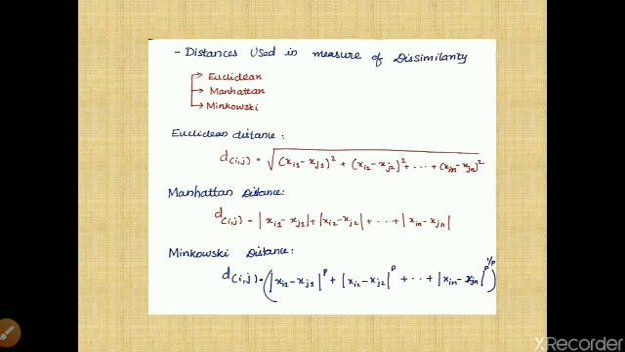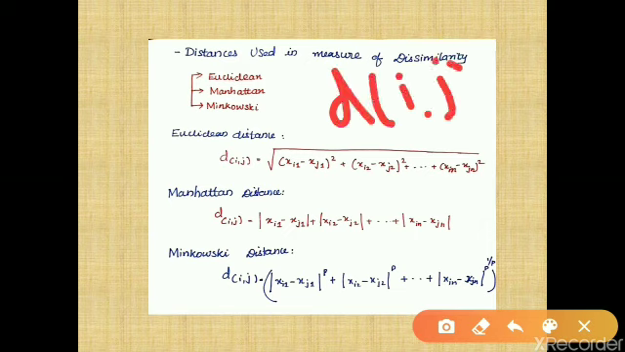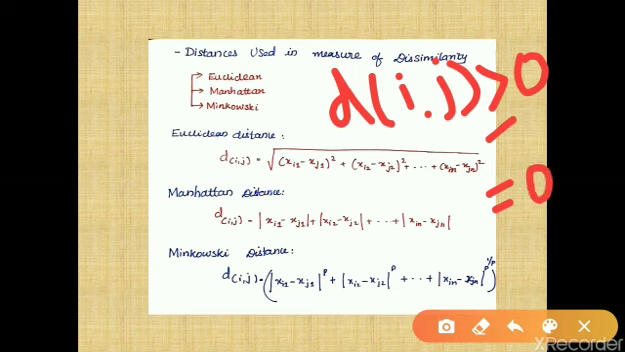Both distance measures, Euclidean and Manhattan distance, satisfy some equations. d of ij is greater than or equal to 0, which means the distance is non-negative. d of ii is equal to 0, which means the distance of the object to itself is 0. And d of ij is equal to d of ji, which means distance is a symmetric function.